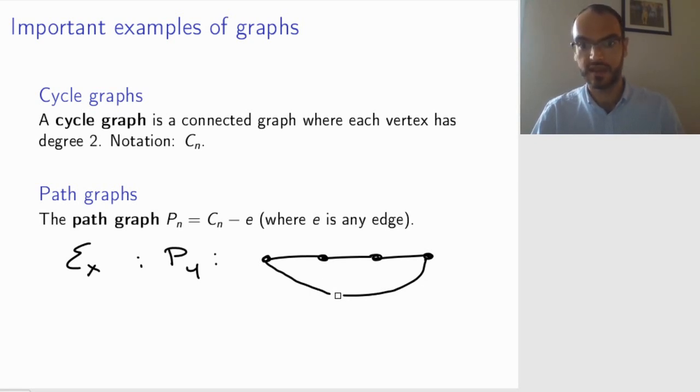So if we maybe erase this edge, then you get a path, what you would imagine is a path of length 4. But we could also just as well have erased this edge, and we get an isomorphic graph. It's a graph where it's connected, all vertices have degree 2, except for 2 so-called end vertices that only have degree 1.